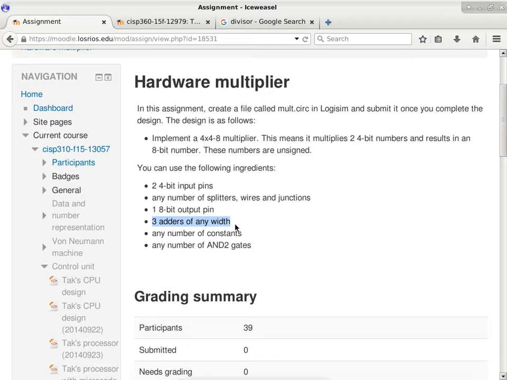Because the constants also can come with different widths. Someone who uses an n-bit width constant will only require one constant. But if you use individual bits, then you will need multiple constants. So the number of constants and the number of splitters, wires, and junctions is entirely up to you, because it's very individual. That's also how I can tell 2 people worked on it together: it's like, wow, that looks pretty much the same. Are there any questions?